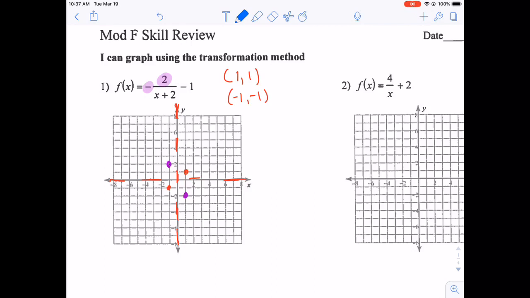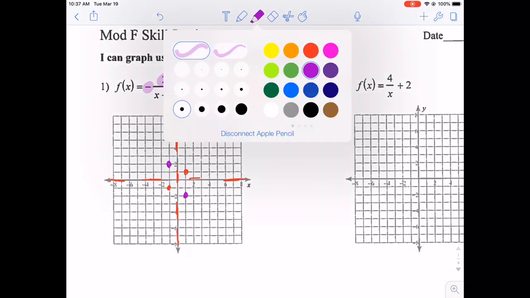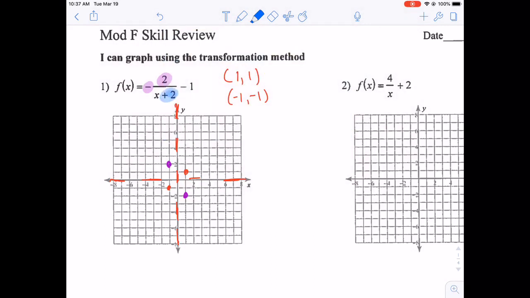Grabbing my last color here, we're going to now take care of our horizontal and vertical shifts, and I have highlighted both of them for you. You see in blue, the plus 2 in the denominator shifts us to the left, and then the minus 1 on the end shifts us down. So we're going to shift both of these purple dots to the left 2 and down 1. Our asymptotes are also going to slide left 2 and down 1.